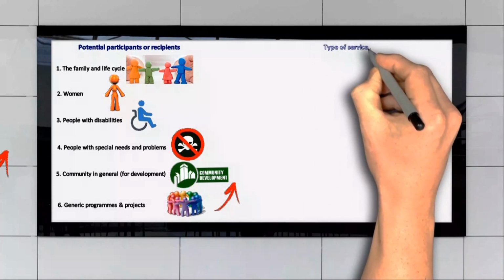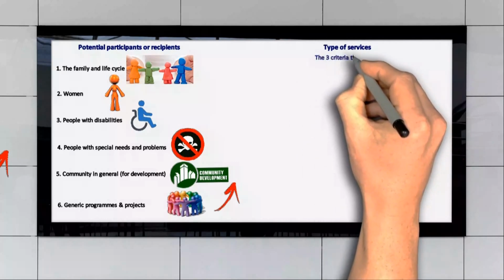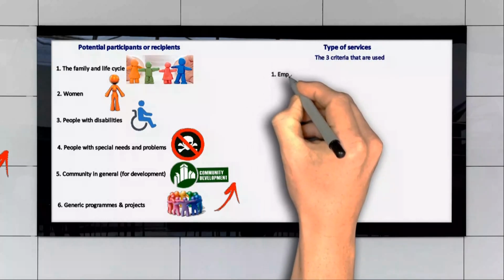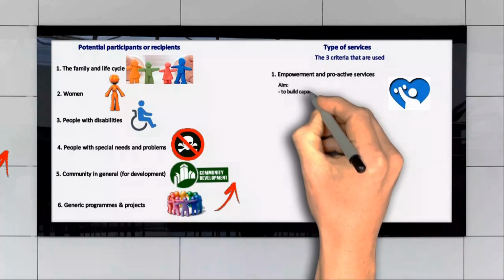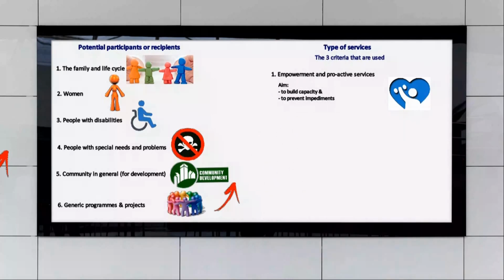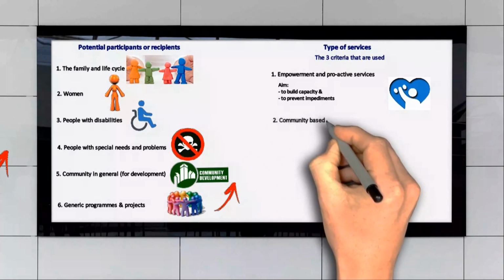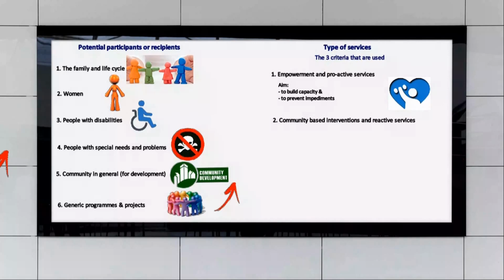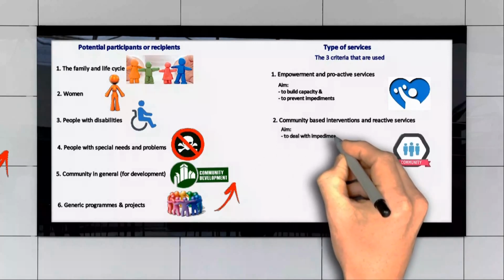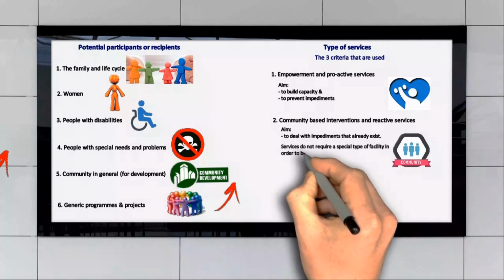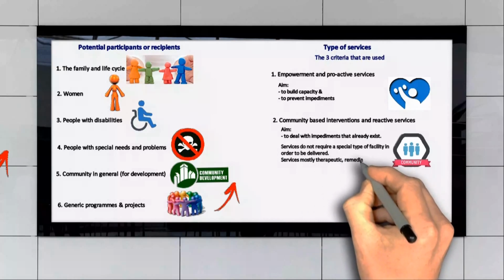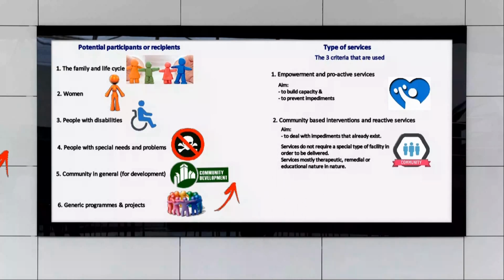Three criteria are used to divide the services into subcategories. They are empowerment and proactive services. These are services that aim to build the capacity of individuals, groups and communities, or at preventing impediments from occurring. Secondly, community-based interventions and reactive services. They entail services that deal with impediments that already exist in the community, but for which residential facilities are not prerequisites. These services are mostly of a therapeutic, remedial or educational nature.